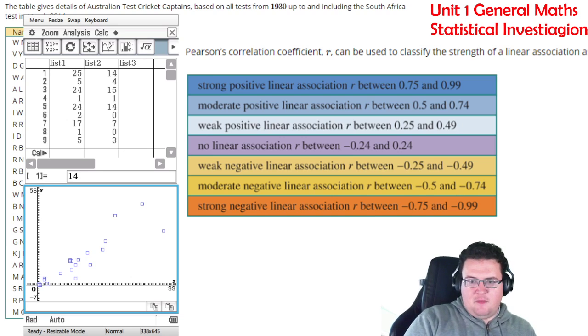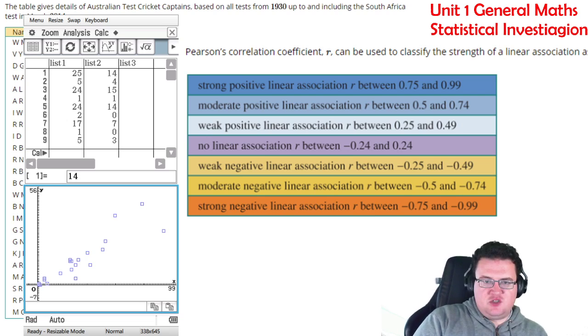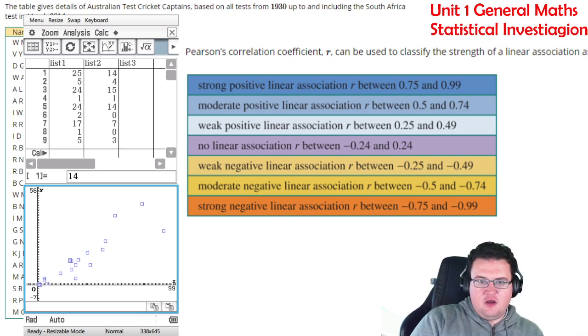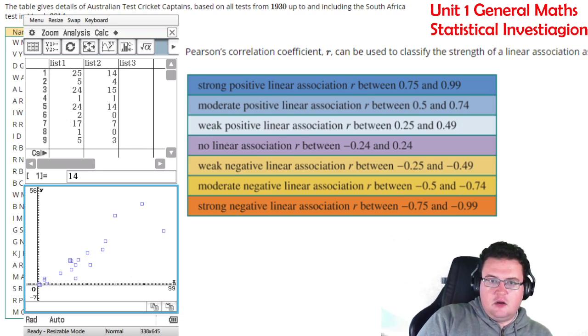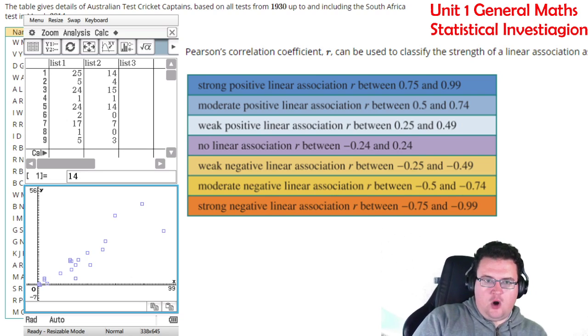All right, so remember, if it is medium, we're looking between 0.5 and 0.74. Strong is above that at 0.75 to 0.99. Remember, an R value of 1 means that it is exact. It perfectly lines up. All right, so I'm going to close that poll. Share it with you guys.